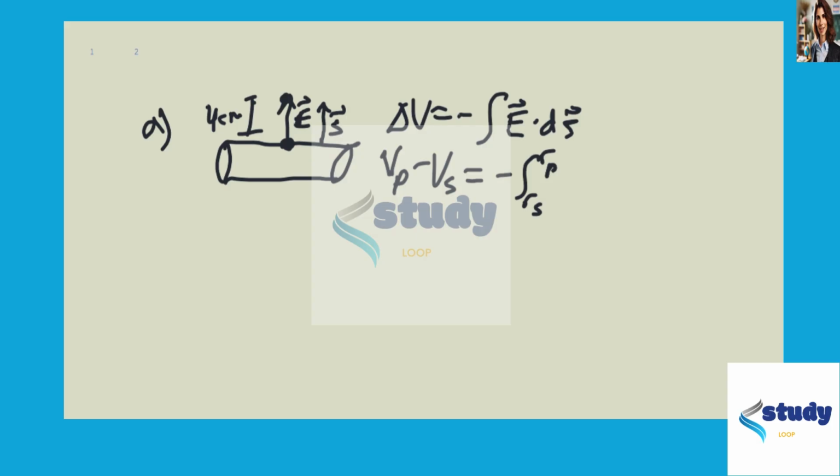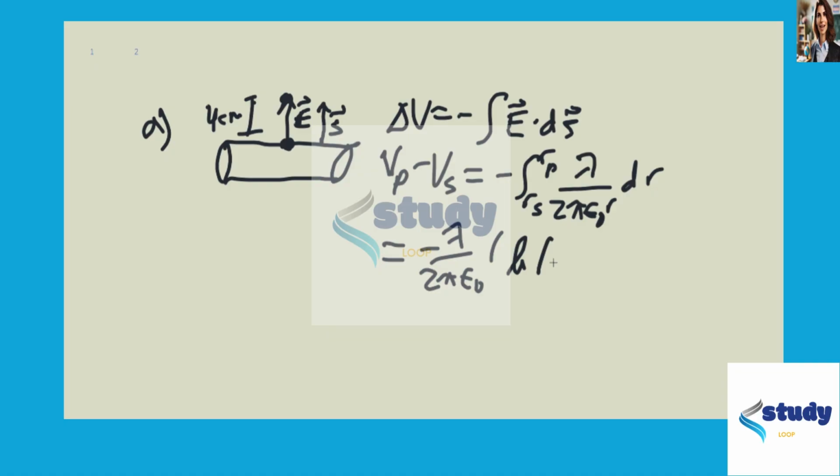Now here our electric field is completely outside of our cylinder, so we can plug in the electric field outside of our cylinder, which was just lambda over 2 pi epsilon naught r, and then this will be dr because our s is pointing radially outward. So when we do this integral, we can pull out all our constants. We have lambda over 2 pi epsilon naught times the integral of 1 over r, which is just the natural log of rp minus the natural log of rs.